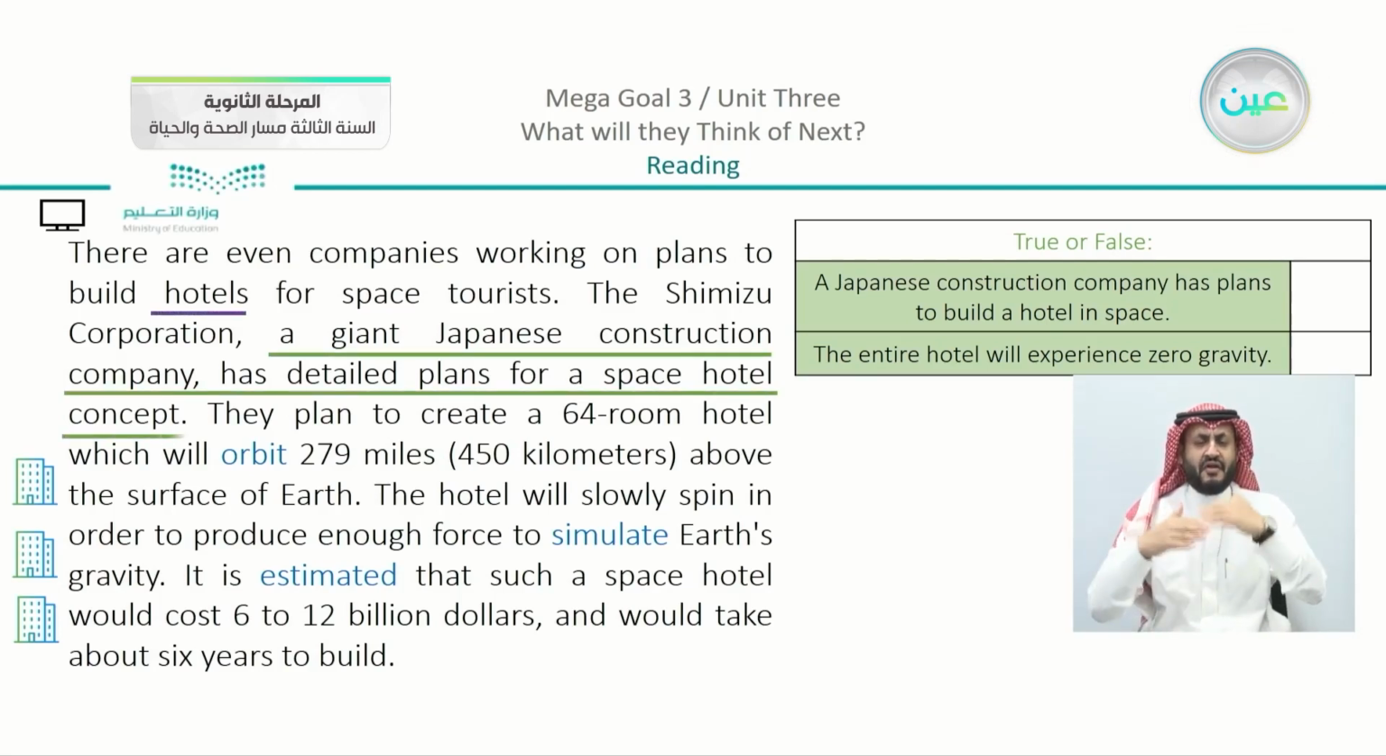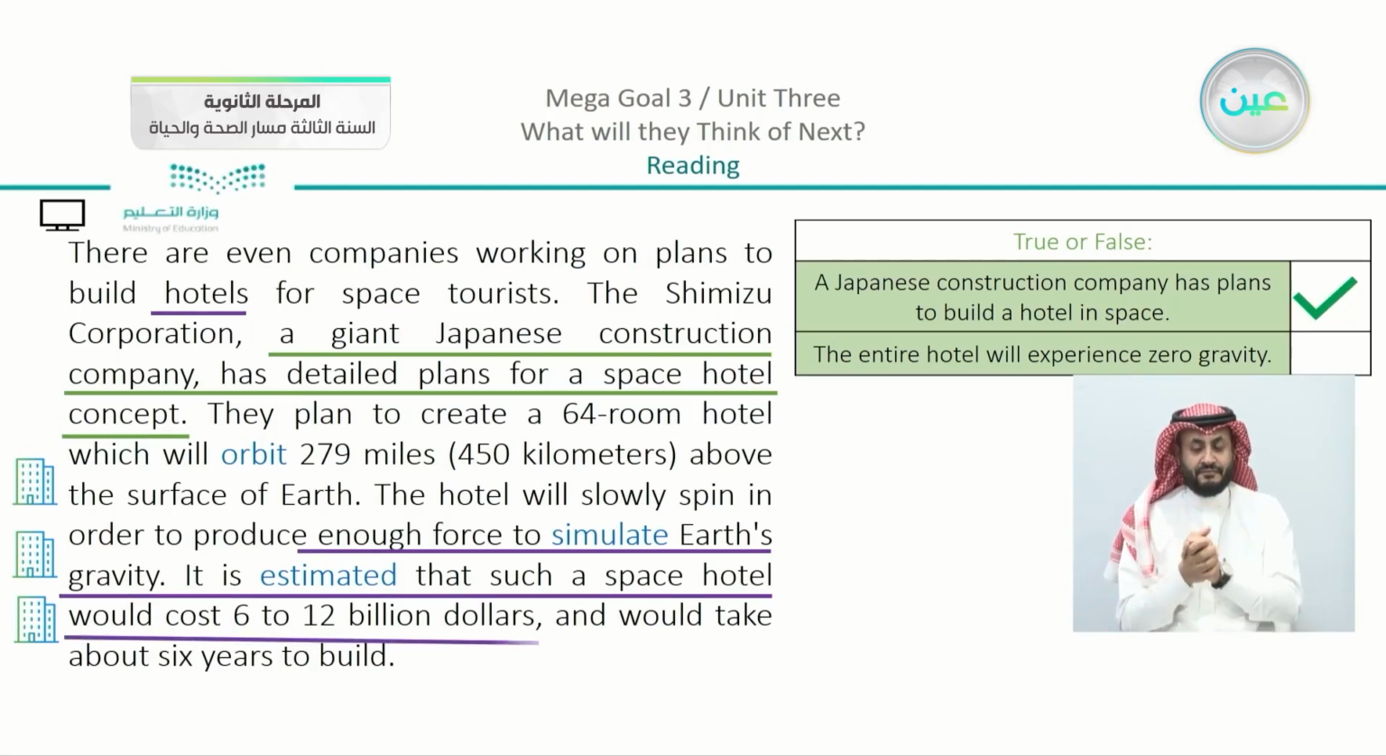We can see that, yes, there is an idea or detailed plans for a space hotel concept. And the other part, we can see that also we have here, yes, now there will be enough force to simulate Earth's gravity. It is estimated that such a space hotel would cost $6 to $12 billion. And yes, the hotel will slowly spin in order to simulate the gravity. Now, we have the first one is true and the other point is false.